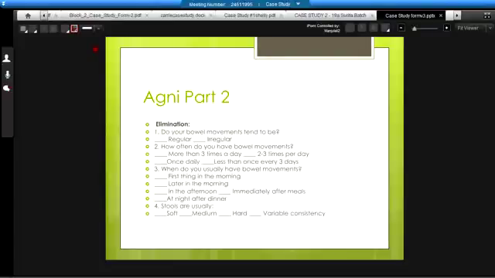Do your bowel movements tend to be regular or irregular? How often do you go? Do you need a cup of coffee just to go? A lot of times Vata people will not go in the mornings, but if you have them wake up during Vata time and drink a cup of warm water, or a cup of warm water with some sesame oil in the winter, they'll have a bowel movement because it's naturally the Vata time of day.